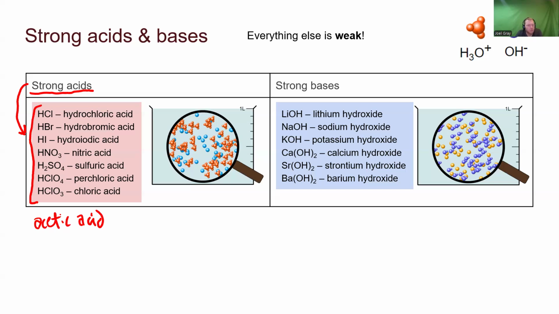Let me rephrase that. Is acetic acid on the list of strong acids that I've provided? No. So, is acetic acid a strong acid? It's not. If an acid is not one of these, it is not considered a strong acid. Same thing goes with your strong bases. If it is not in this list, it is not a strong base.